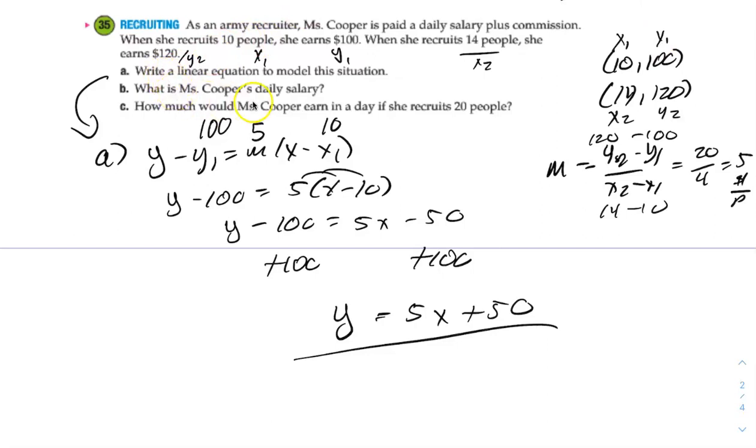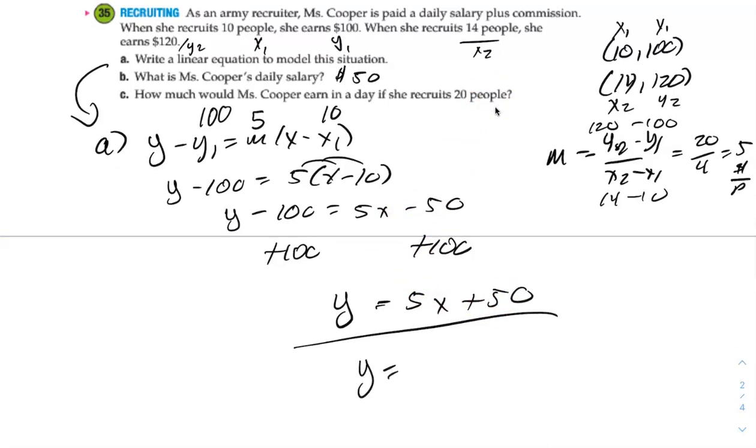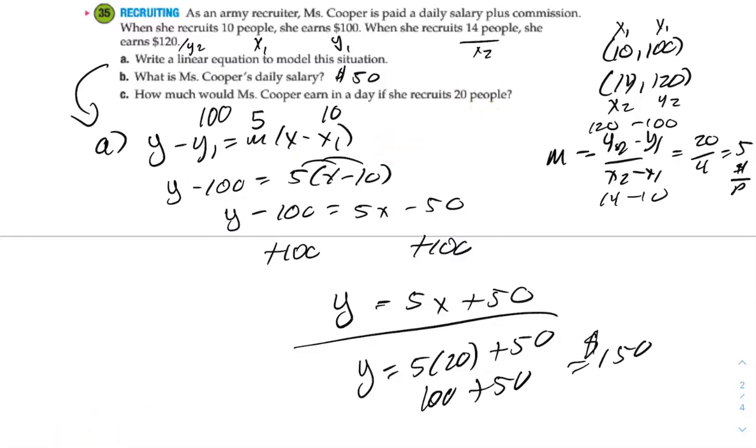What is Mrs. Cooper's daily salary? So what does she get paid no matter what? So that's her initial value. So that is 50. If she recruits nobody, she gets $50. That's her daily salary. How much would Mrs. Cooper earn in a day if she recruits 20 people? So we sub in 20. So I'm gonna get 100 plus 50, so $150. So she'll make $150 if she recruits 20 people. Anyway, that's the lesson.